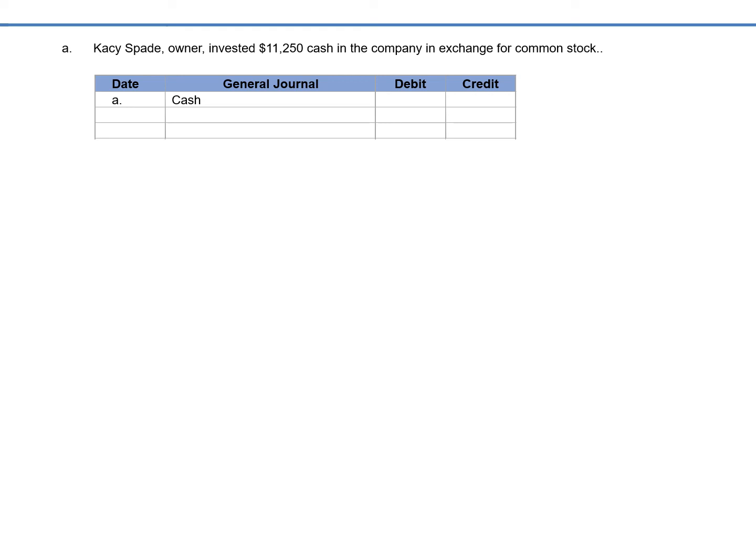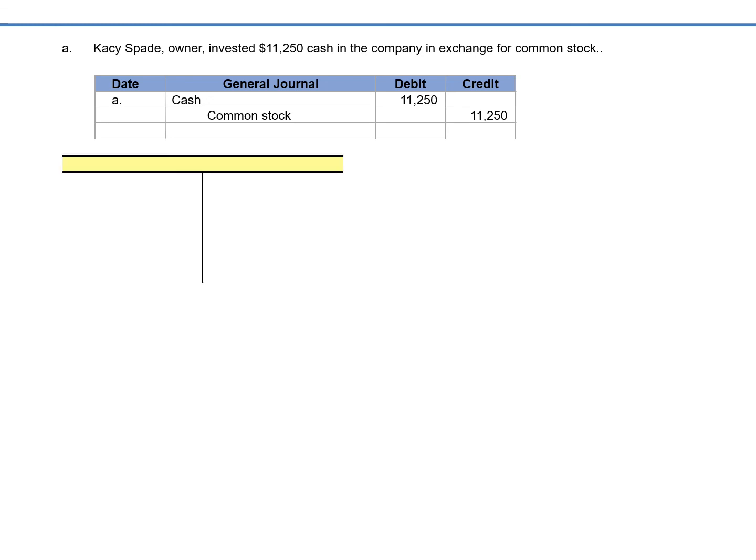So to increase our asset cash account, we debit. To increase common stock, we credit. Post them to our T accounts. Debits get posted to the left side, credits get posted to the right side.